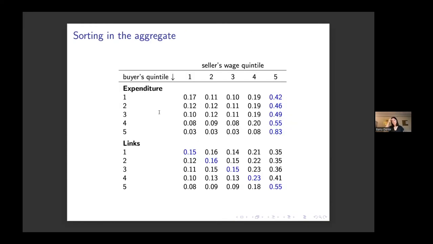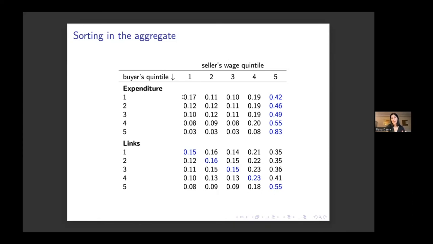Okay, now this was using regressions, right? We can also look at the raw data. Here, what we do is sort firms based on their wages after residualizing their wages according to their industries and provinces. Let's sort them and then group them into quintiles, five groups. And then we simply aggregate the purchases of each buyer in each quintile across different wage quintiles of the sellers.